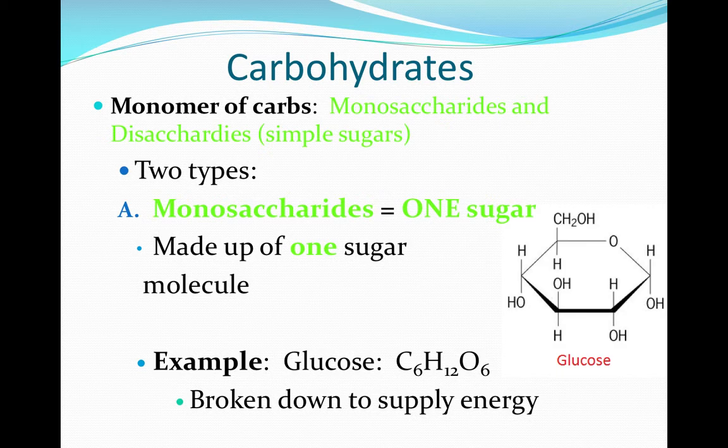The first type of simple sugar is your monosaccharide, which is made up of one sugar. You have already seen the monosaccharide, and the main monosaccharide that we are going to be concerned with is glucose. Put a big, huge star by glucose and write down glucose's function. Glucose's function is that it's broken down to supply energy. So where you have that space in your notes, right underneath where you wrote made up of one sugar molecule, you're going to write example, glucose, which is broken down to supply energy. And then you're going to put a big star by glucose. Glucose is super important.